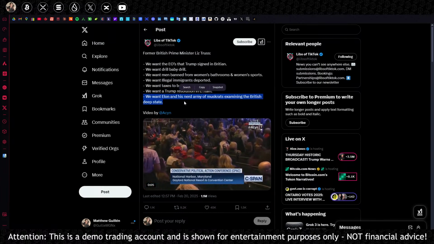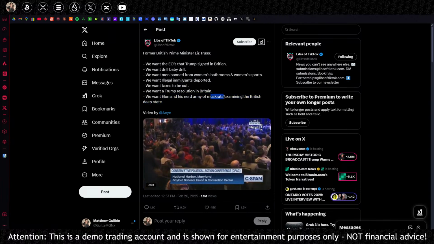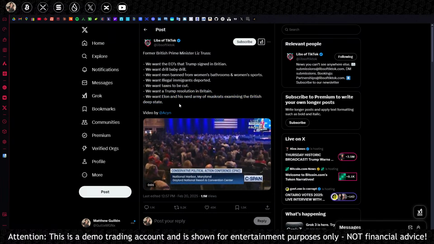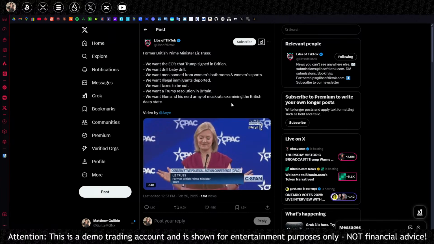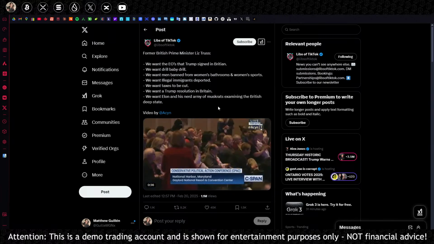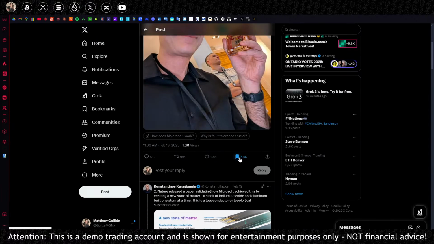She also wants Elon and his nerd army of muskrats examining the British deep state. Yep, these are the changes that we do need in the UK because it's not a good scenario there. Europe in general, it's just not great with a lot of this illegal immigration and too much stuff going on. It needs a fix in the government.